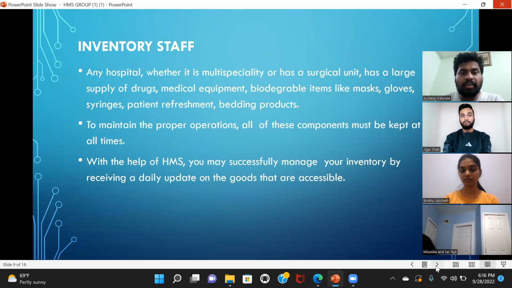If we check any hospital, whether it is a multi-specialty or super specialty hospital or a surgical unit, it has a large supply of drugs, medical equipment, biodegradable items like masks, gloves, and syringes, and patient items like bedding products. To maintain the proper operations of all these components, we must keep all these items stocked on time. With the help of HMS, we can successfully manage our inventory by receiving a daily update on the goods, which are very accessible. Next will be explained by Sai Nikhil.